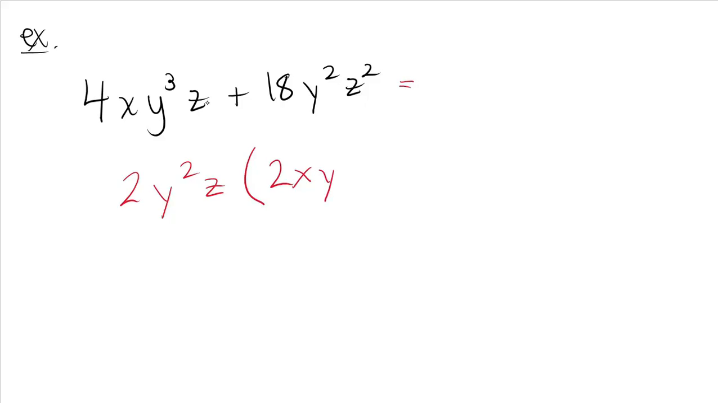I need a z in the first term, but that's exactly what I already factored out, so I don't need to introduce a z. If I check this, you'll see I get 4x y cubed z, exactly what the first term is. Play the same game on the second term. What times 2 would give me 18? That's 9. Notice that's just what 18 divided by 2 means. It's really just a division step.